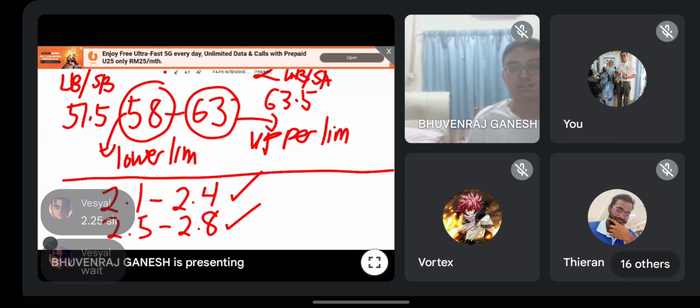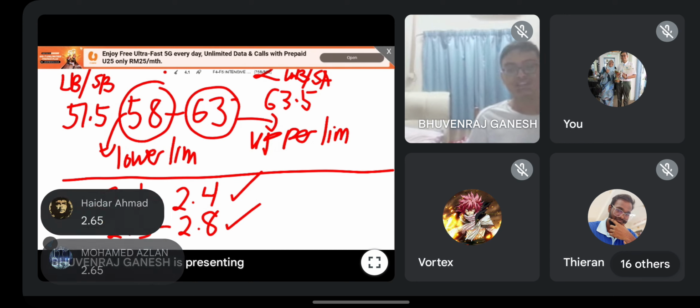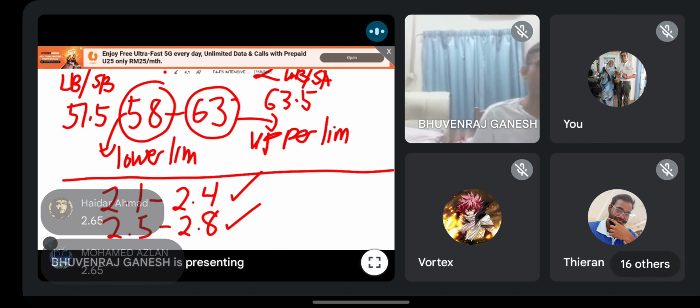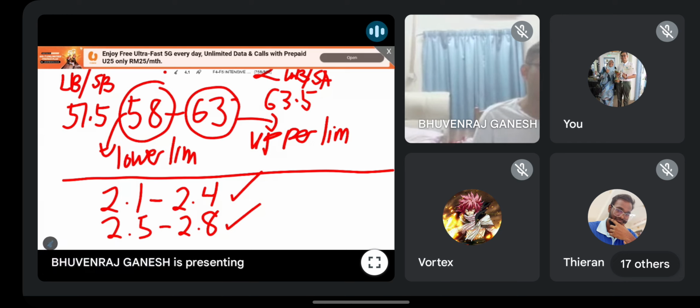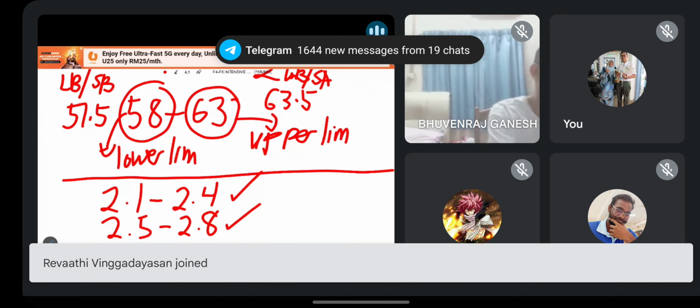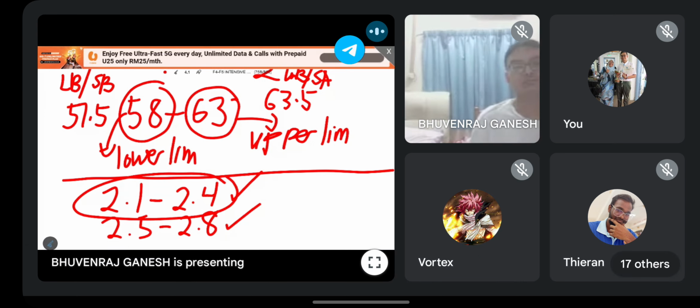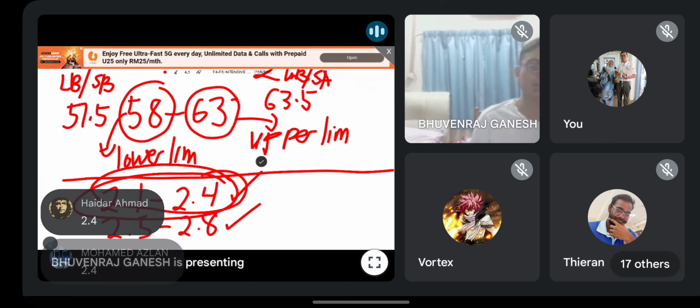Yang ni? What is the midpoint, titik tengah? Very good, 2.65. Means you understand lah. Okay, so now, what is the lower limit for this one? Apa had bawah dia? Very good. Okay, 2.1. Don't confuse lah, guys. Had bawah is 2.1. For this one, apa had atas dia? What is the upper limit? This one? 2.4. Okay, good.